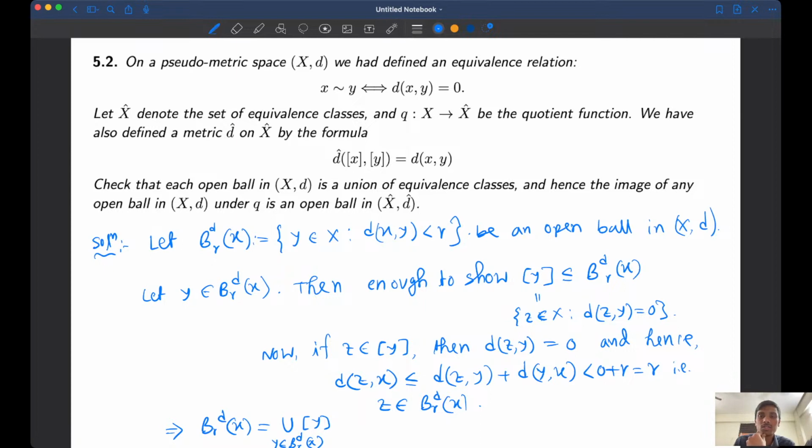For the second one, it is asked that the image of any open ball in X under Q is an open ball in X hat. That is almost clear, right? What will be the image of this ball under this map Q? Q of y is this class, but this class is already a single point, so one single element goes to one single point. If you just write that down, it will be immediately clear.